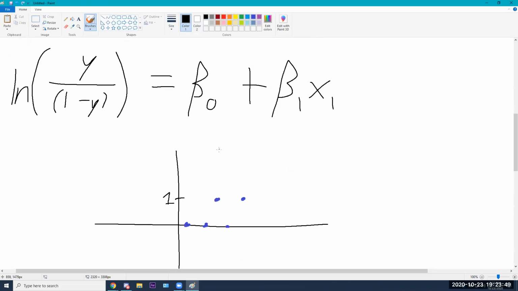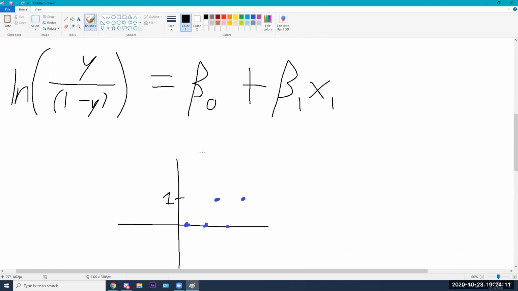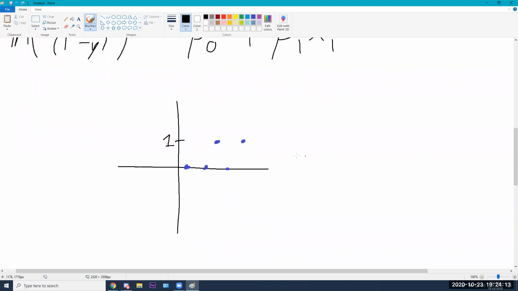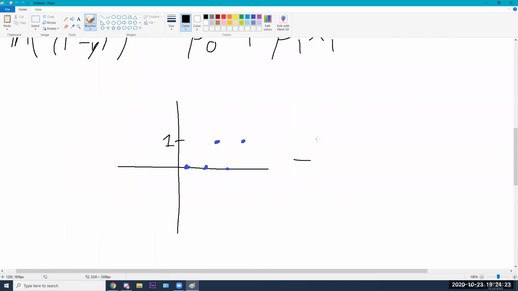Remember, this is the normal number line, going up linearly. If we want to transform from the normal number line to our logit scale, we're going to have to apply the transformation, the formula that we have for the log odds. So for 1 as our y, let's look at this top right one, I guess 62.1 yes.